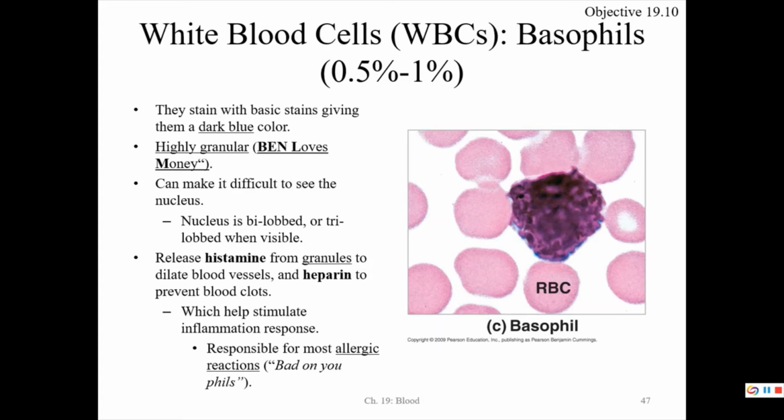These granules contain histamine and heparin. Heparin prevents blood clots. Histamine dilates blood vessels. They stimulate the inflammation response, and they cause most allergic reactions. So I say basophils because they cause inflammation and its spread. They are the bad on you phils because they're bad for you, because they cause allergic reactions. So basophils are the bad on you phils. Okay.